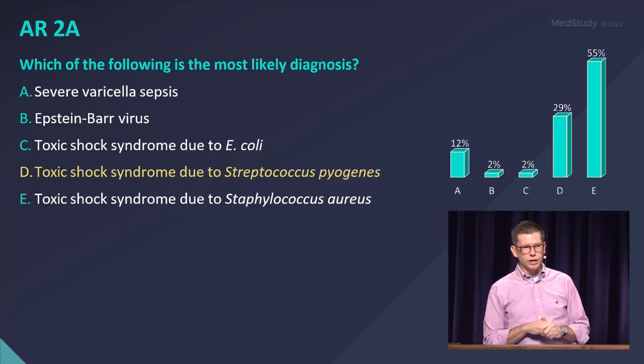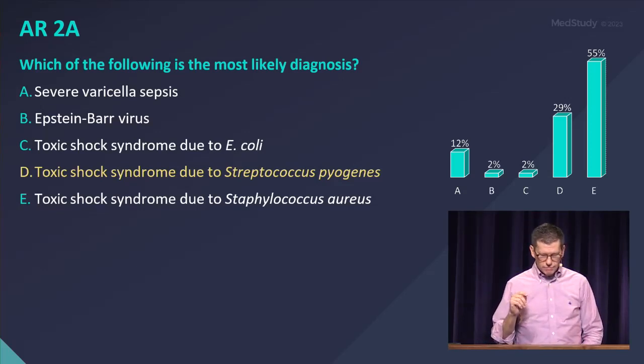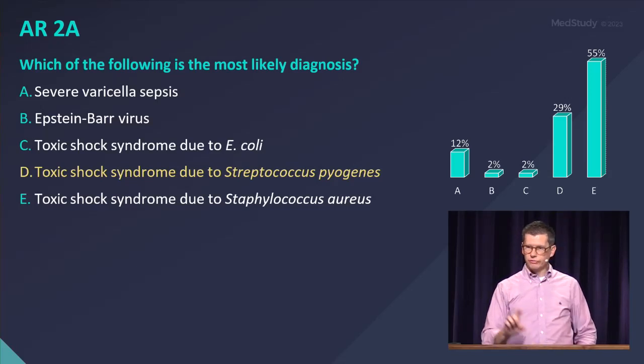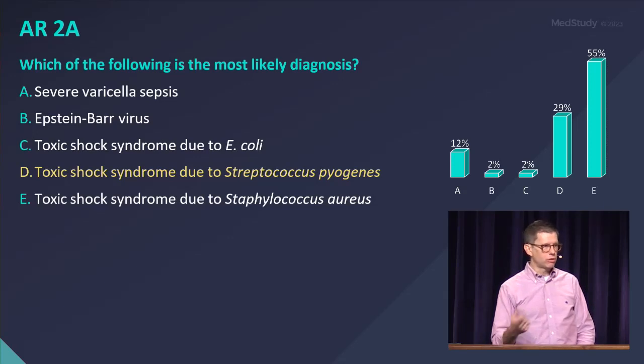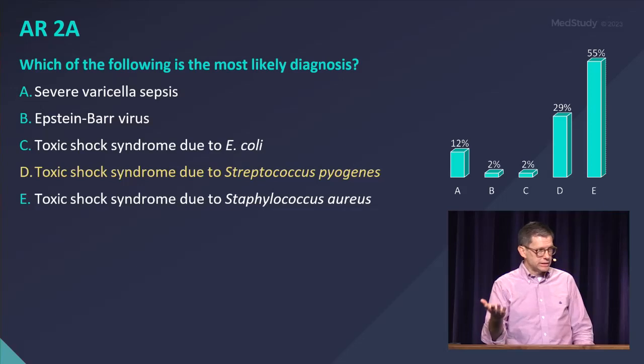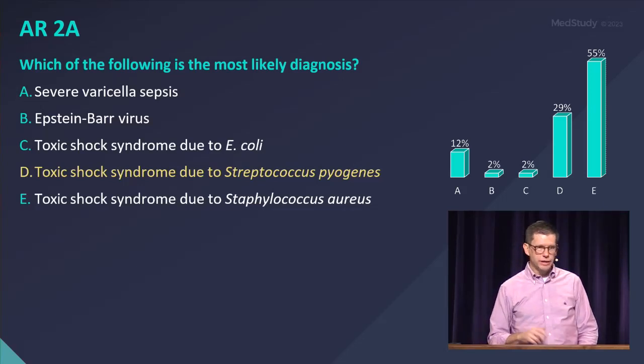So most put Staph aureus. Okay, this is why we put this case in here. This is not severe varicella sepsis because usually those kids are going to be immunocompromised. You typically don't have a desquamating rash or conjunctivitis. EBV doesn't usually cause this severe of disease unless you're immunocompromised and have something like post-transplant lymphoproliferative disease. E. coli doesn't really have a toxic shock syndrome associated with it. You can get, obviously, sepsis with E. coli, but it doesn't usually cause the conjunctivitis or desquamating rash.